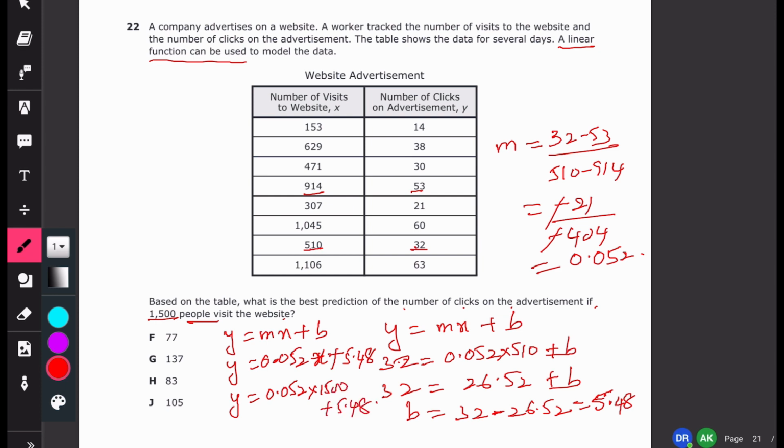So what is the value nearing to? We'll just see. 0.052 into 1500 is equal to 78. 78 plus 5.48, so it's nearly equal to 83.48. The nearest answer to this is H. So the 22nd answer is H. We are getting the answer over here.